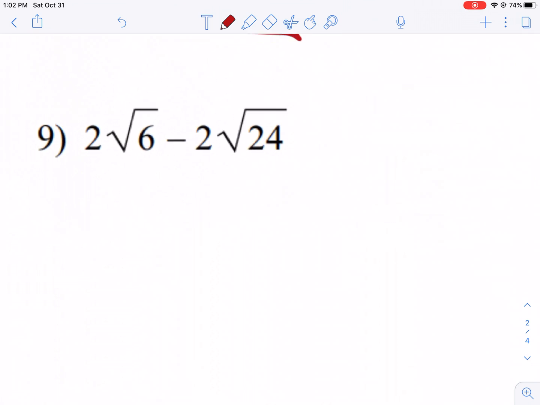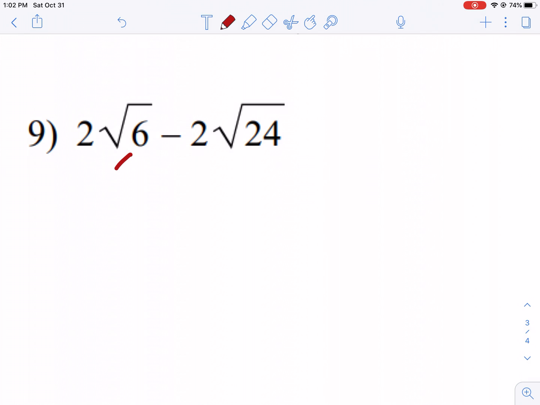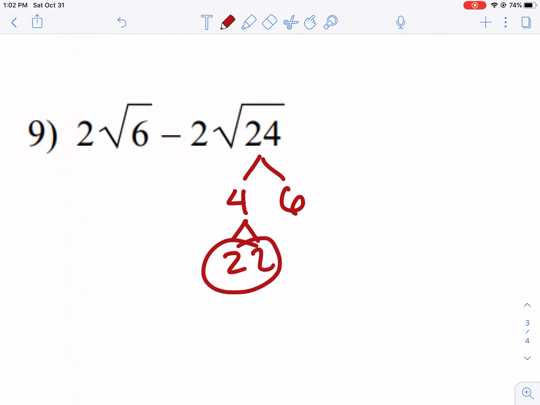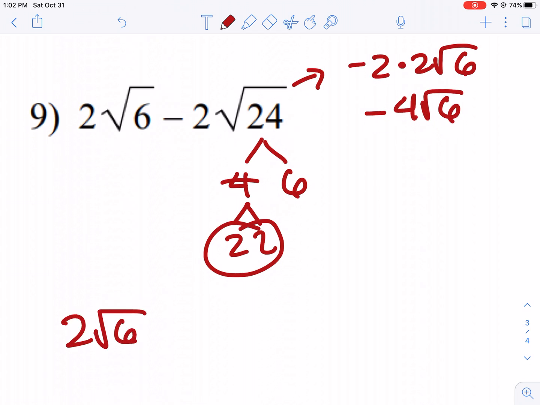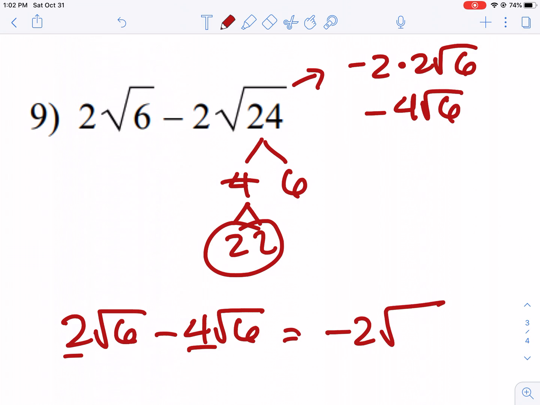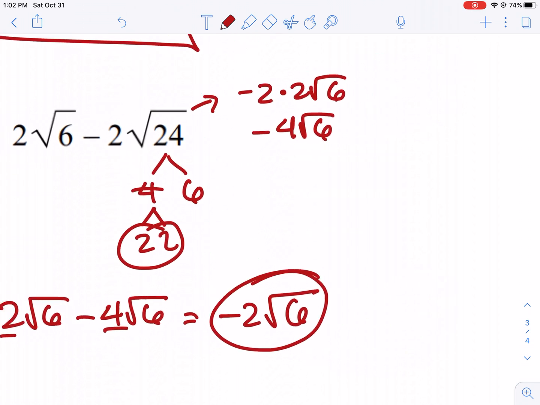Okay, so if I look at this first one, 2 square root 6, 6 only breaks down into 2 and 3, so I can't simplify that one. 24 breaks down into 4 and 6, so we know we can take out these 2's, so this becomes negative 2 times 2 square root 6, so negative 4 square root 6. So now we have 2 square root 6 minus 4 square root 6. So since the radicals match, we combine the outside numbers, and negative 4 and 2 together is negative 2. So negative 2 square root 6.